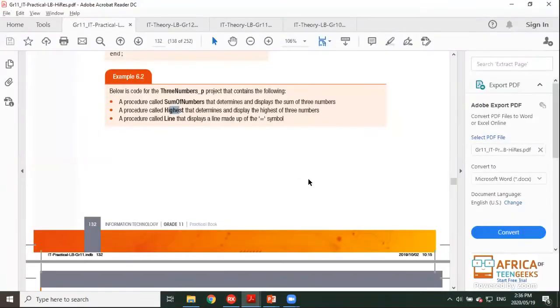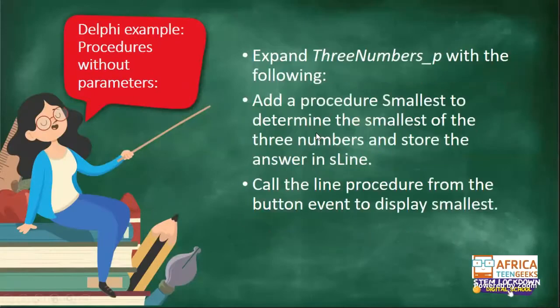So let's put this in practice now. Okay, so I want to now expand this project, and we want to now quickly, before the time runs out, add a procedure of our own, and we're going to just call it smallest. Now it's going to determine, instead of the biggest, it's going to determine the smallest of the 3 numbers and store the answer in S line, so that from the button we can call that procedure line again, which is then going to display my answer followed by that little line behind it. Okay, so let's see if we can do that.